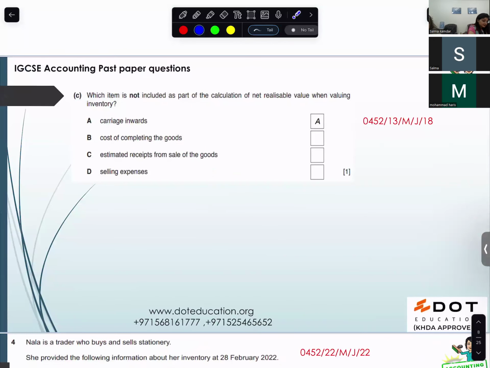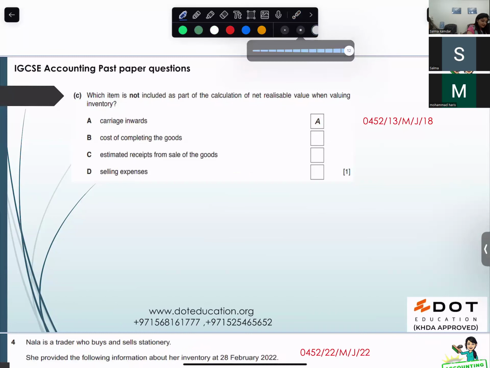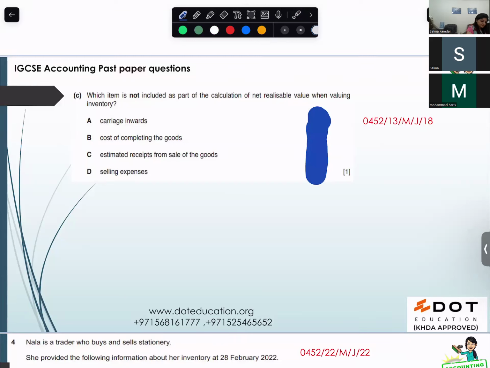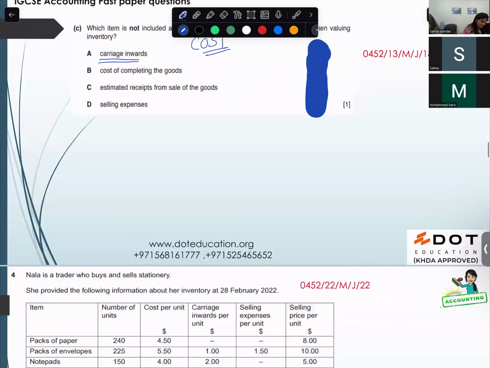Come on. Read this MCQ. Please read it, Haris. Which item is not included as a part of the calculation of net realizable value when valuing inventory? Carriage inwards. Carriage inwards is a part of what? It is a part of cost when we calculate the cost. So what is a part of cost cannot be a part of the NRV.